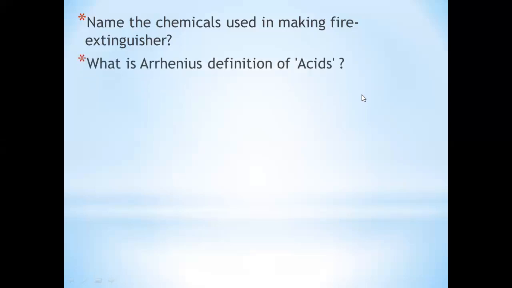What is the Arrhenius definition of acids? Acids are the substances which have hydrogen, and when they dissolve in water, they give hydrogen ions. That hydrogen ion cannot exist alone. It always exists in combination with H2O, that is hydronium ion. What is hydronium ion? H3O positive.